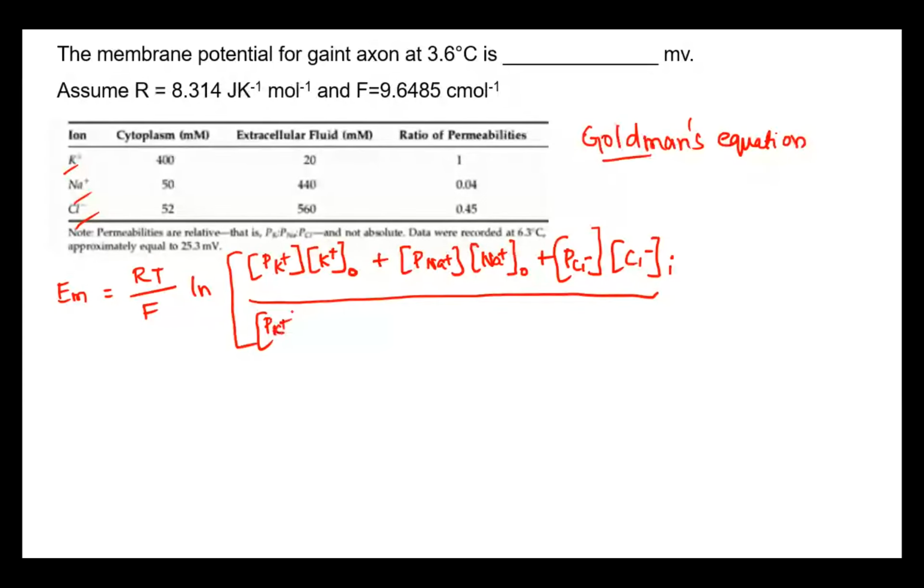Permittivity of K plus is outside, so here we will have inside. Very easy to recall. Permittivity of Na plus inside, and here you have permittivity of Cl minus outside. So we have inside here, we have outside.